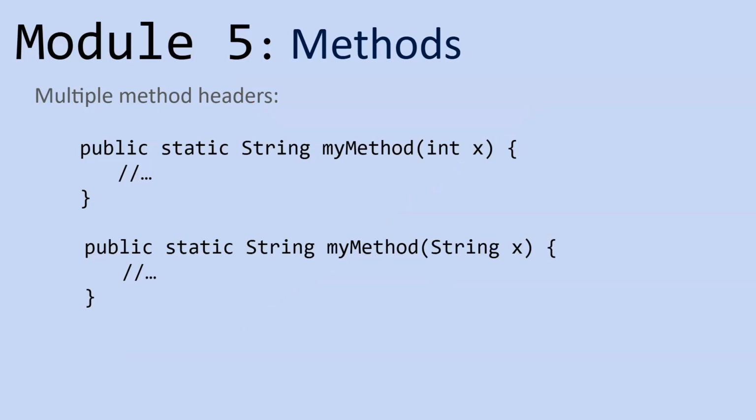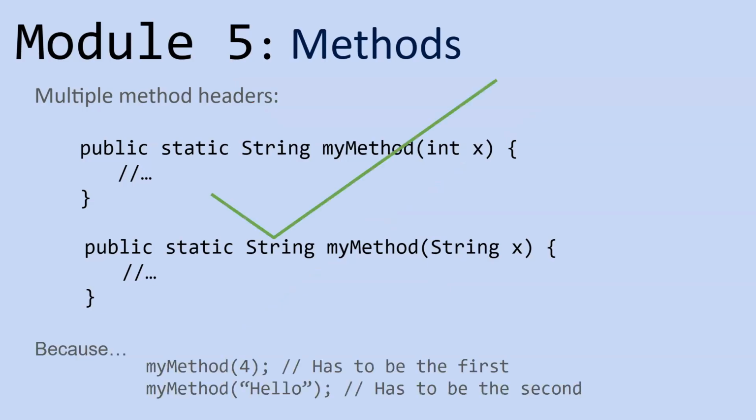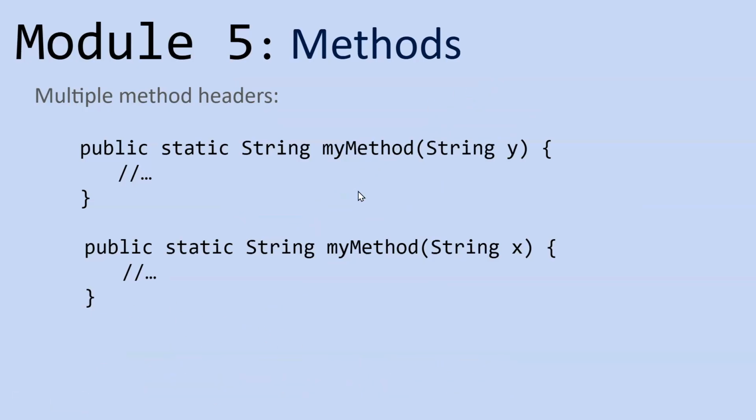So how about this example? public static String myMethod(int x) and public static String myMethod(String x). Well, they have different parameters, so whenever you run them, Java could see, oh, you're running it with an int, I use the int one, or a String, I use the String one. And so that's totally fine. So obviously we can see myMethod(4) has to be the int one, and myMethod("hello") has to be the String one.